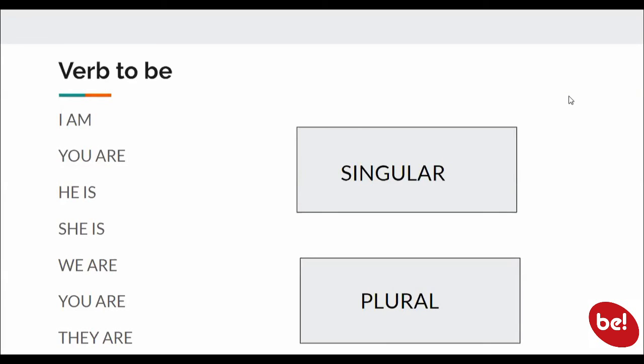So these are the positives. So I am Sai, okay, for example.